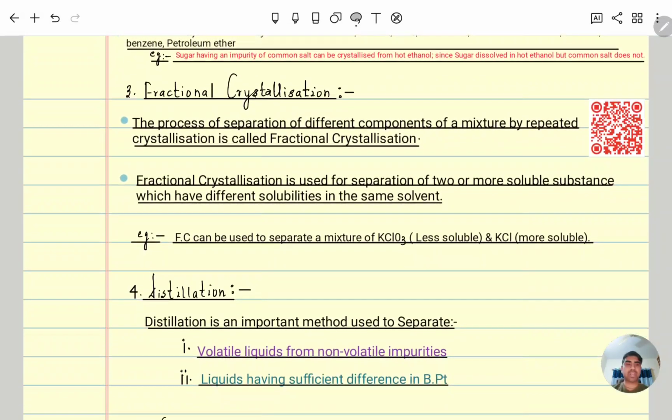Coming to fractional crystallization, it is not that important, but yes, we will do it. Fractional distillation is very important, but crystallization is also. Fractional crystallization is like repeated crystallization: making the solution concentrated, then cooling it, again making it concentrated, cooling it, step by step. It is the process of separating different components of a mixture, where different components crystallize out at different degrees of crystallization. That is called fractional crystallization.